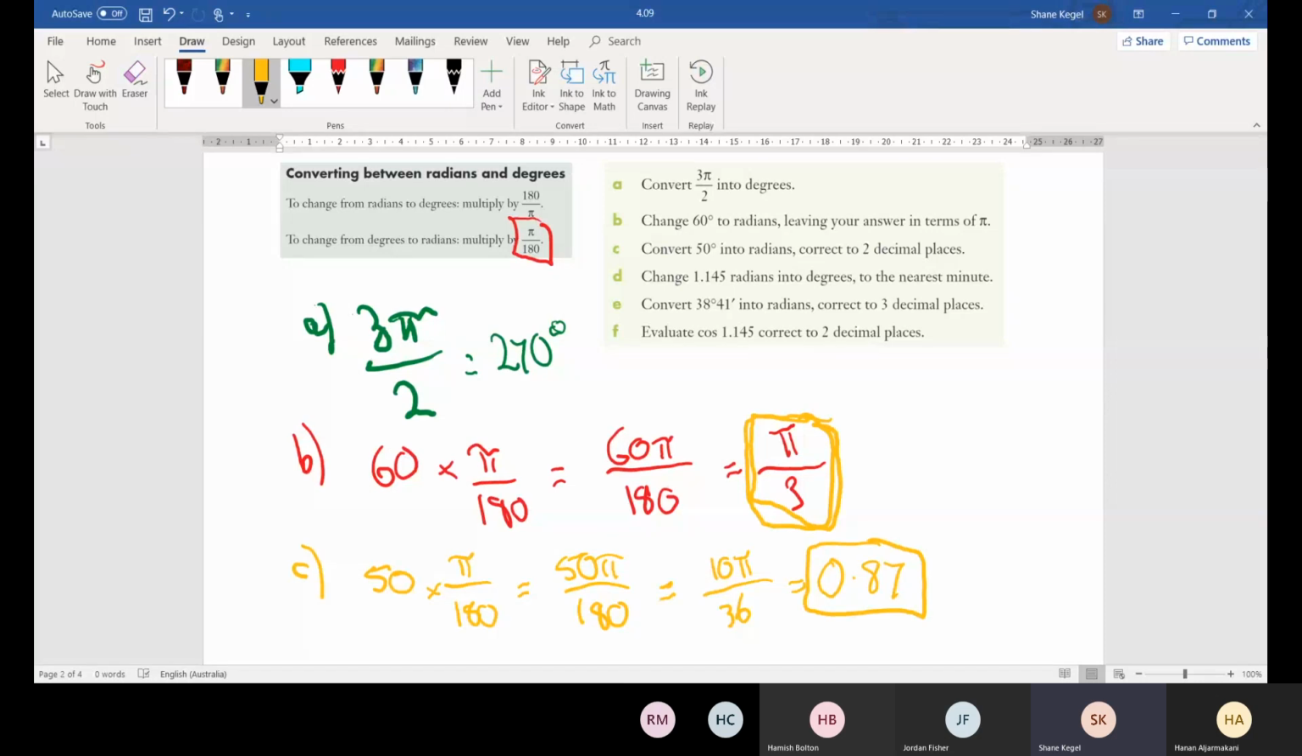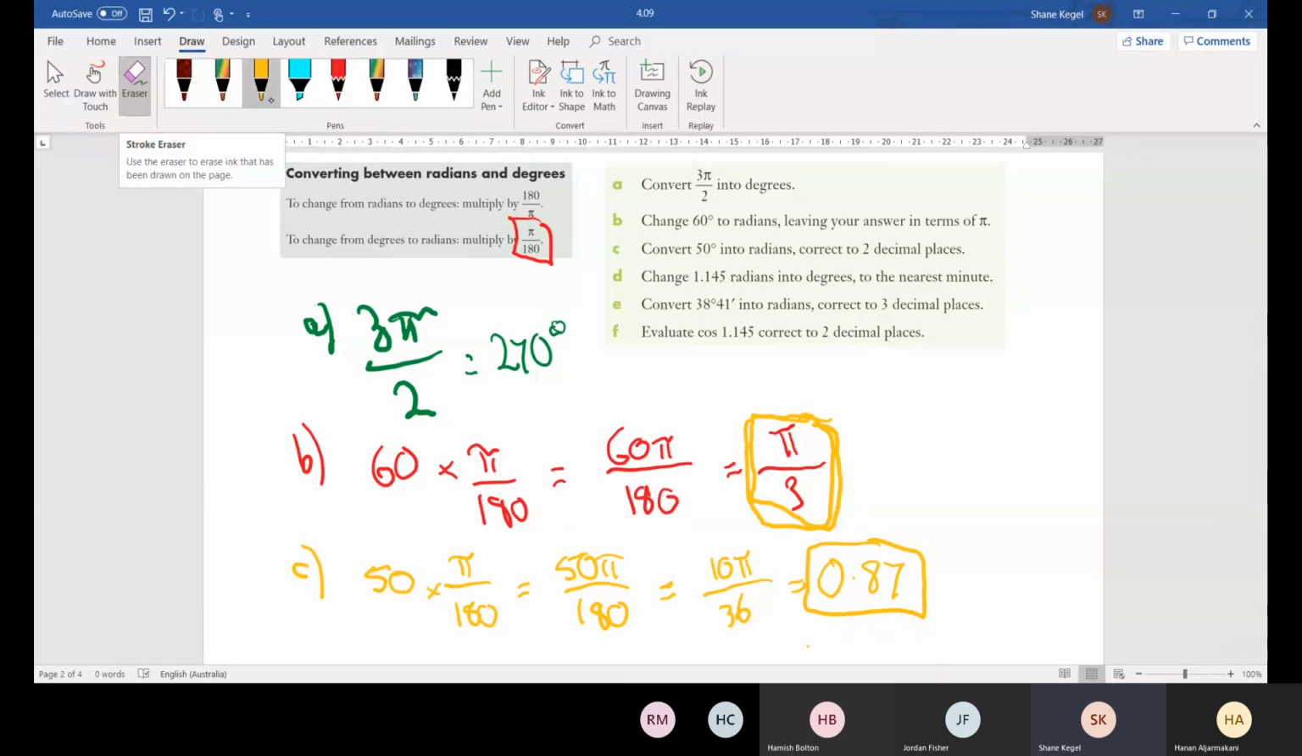We can check that 0.87 is correct by converting it back to degrees. Remember, 1 pi radian equals 180. So 0.87 radians, where pi radians equals 180 degrees, 0.87 times 180 should give me my 50. And that is how we could check to make sure we're correct. So we'll leave that for now.